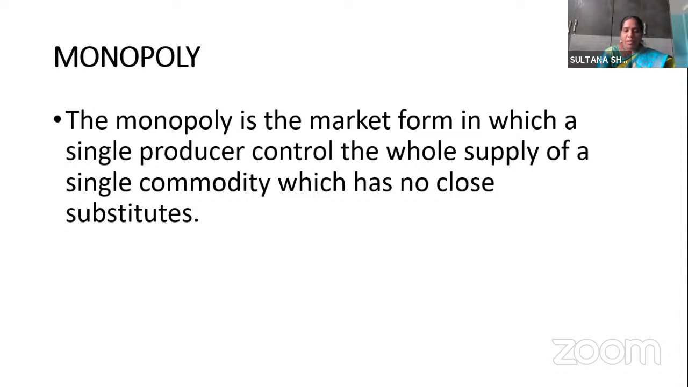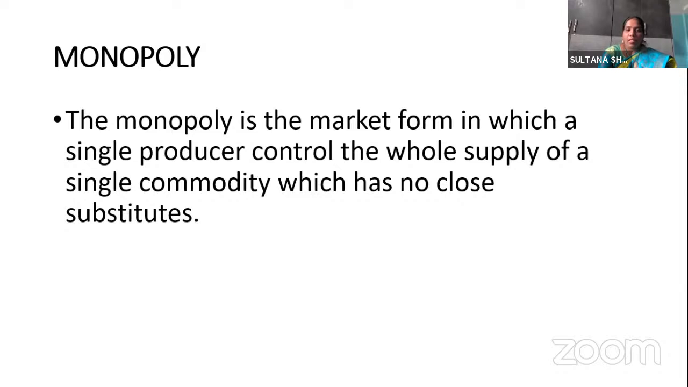For example, substitute goods means, I want to take tea. If tea is not available, I will go for the coffee. Now, tea and coffee are the substitute goods. Like that, under this monopoly market, the seller is selling only one product that is not available at any market and the product has no close substitutes. And also absence of competition which makes the monopoly.